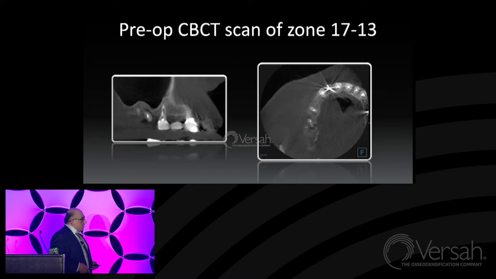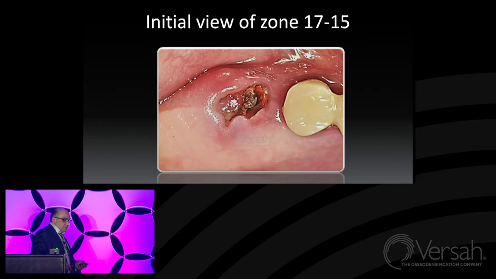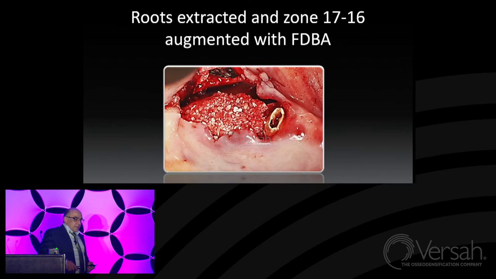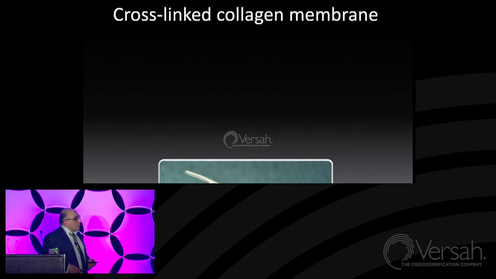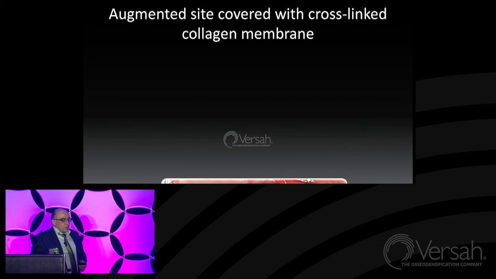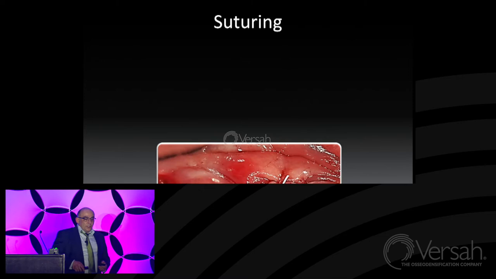The patient was not willing to go through the whole procedure at a time. So we just take out these roots. We remove the roots, take out the granulations, augment it with mineralized freeze-dried allograft, keep the second premolar for some period of time, cover the augmented zone with cross-linked collagen membrane, fix the membrane, and then suture the flaps together. Here it is.